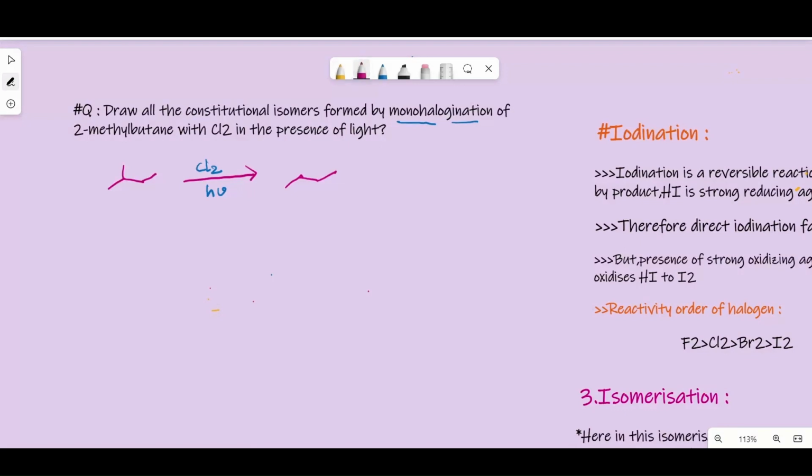So you will get a product, let's add one Cl here. Then again you will get one more product, let's add one Cl here. Then here also you can add one chlorine, and again one more product, here you can add Cl on the tertiary carbon.